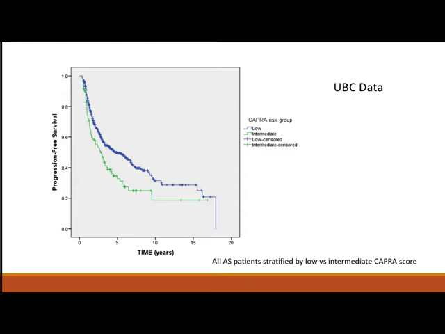So, UBC data, this is our cohort of 650 patients on active surveillance stratified by CAPRA risk group. And it really separates the curves nicely from low to intermediate CAPRA, showing that if you've got a low CAPRA score, despite your NCCN stage, you're much more likely to stay on active surveillance progression-free on biopsy.